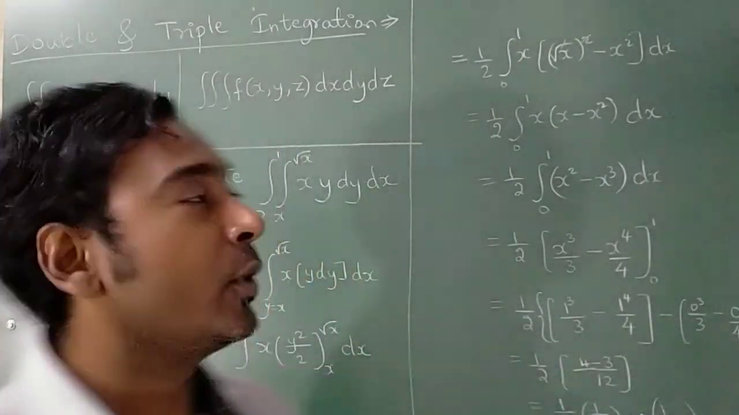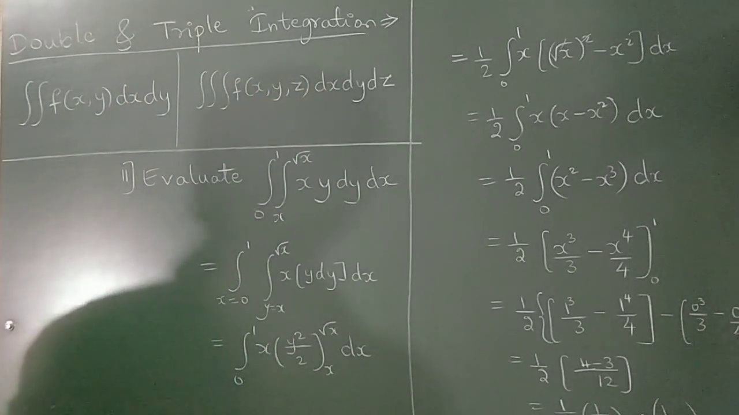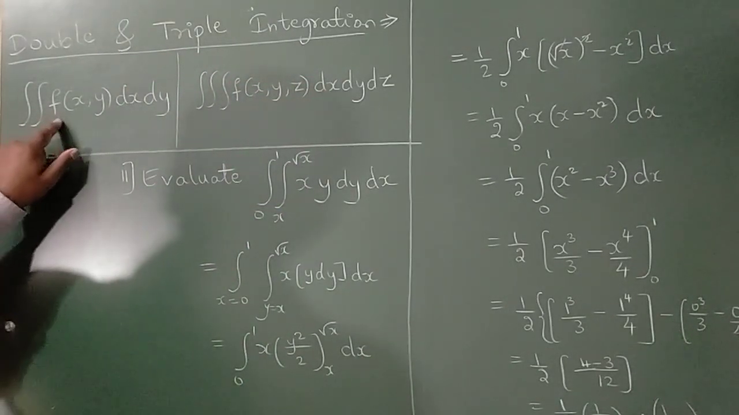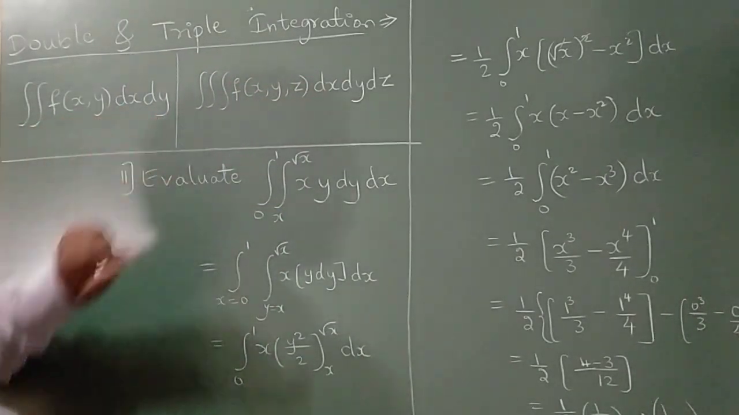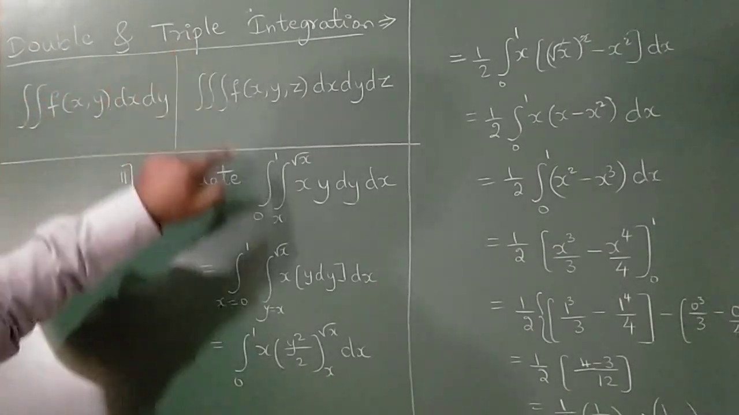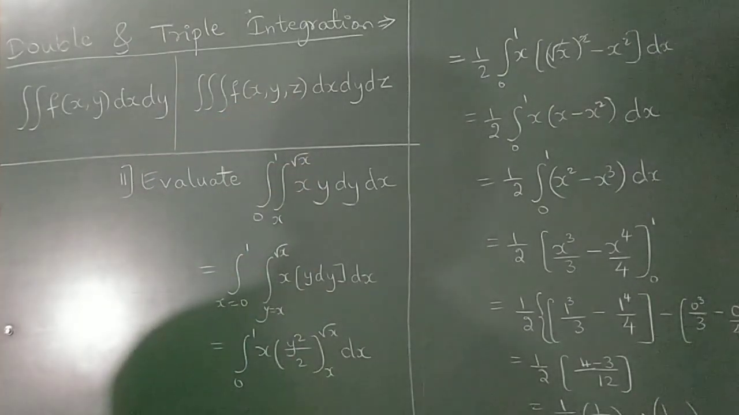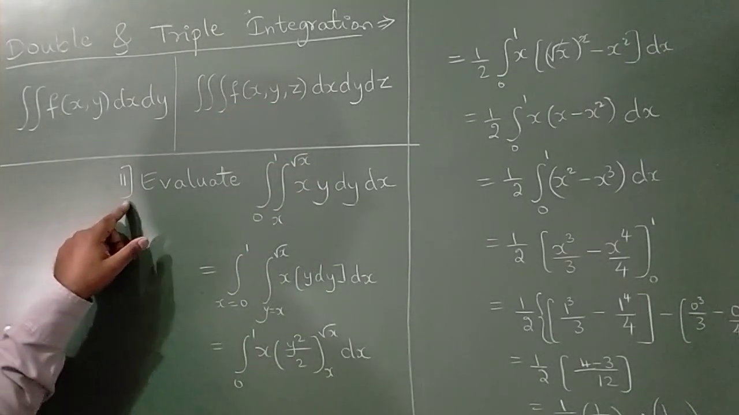So today I am going to explain double and triple integration. Fine. So double integration f of x, y, dx, dy. It means you must have two variables for double integration. For triple integration you must have x, y, z, three variables. Okay. Let's start with the first sum.